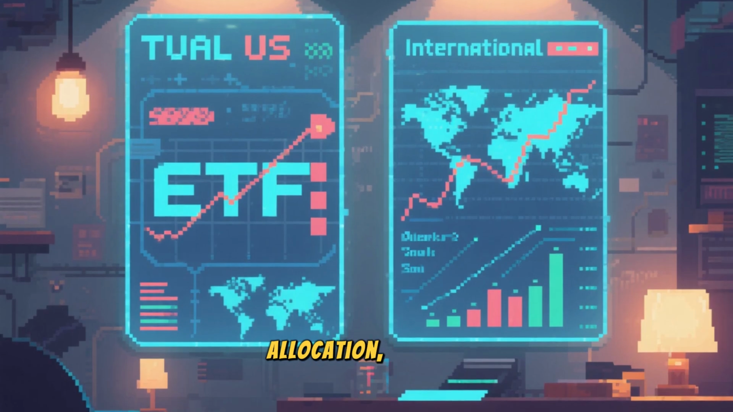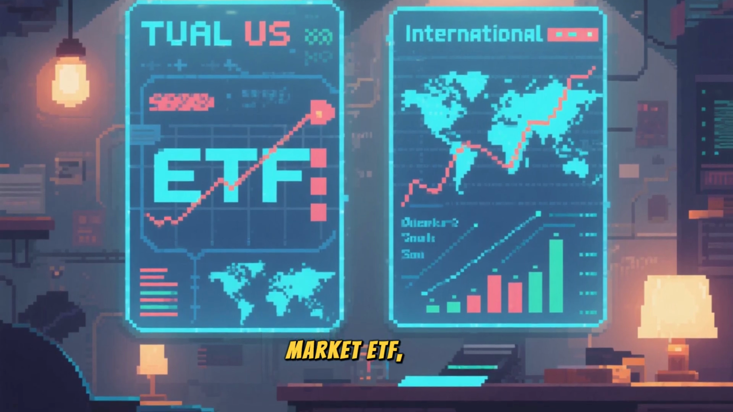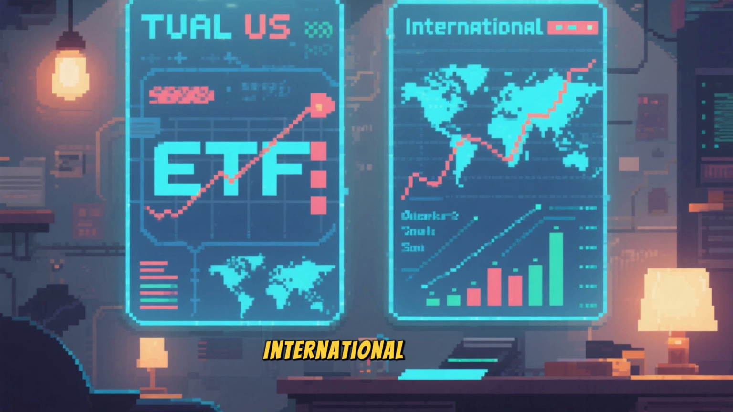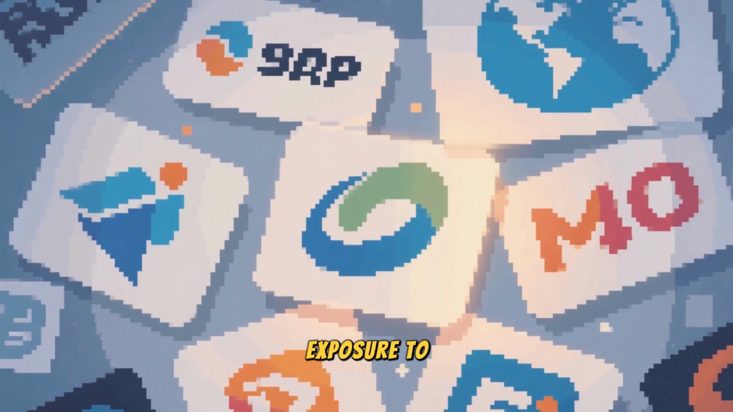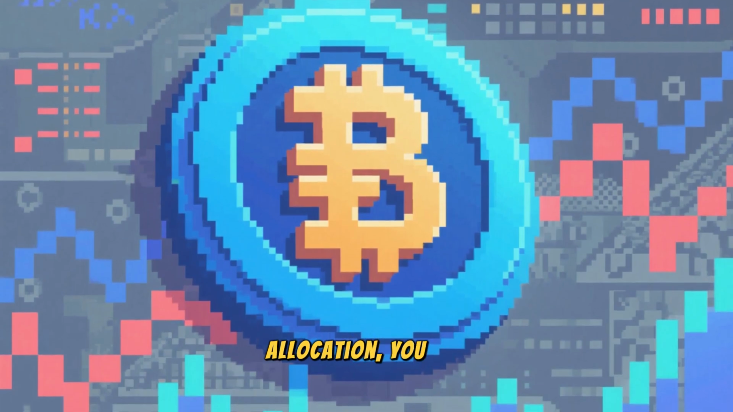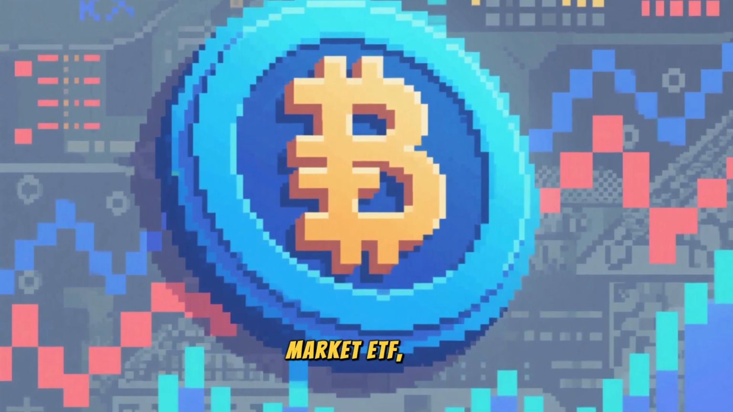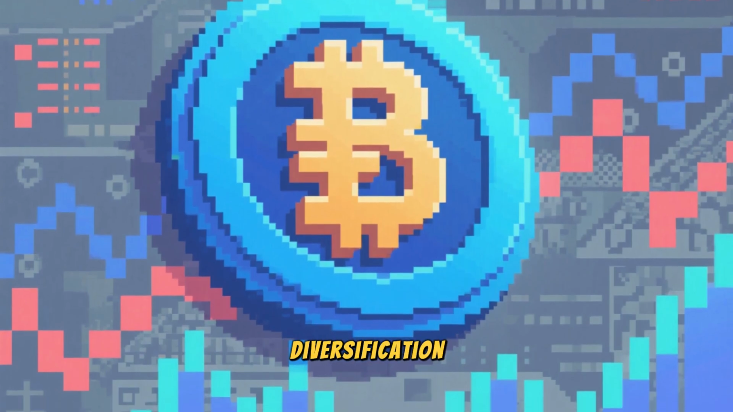For your stock allocation, a great approach is to use a total US stock market ETF, like VTI, and a total international stock ETF, like VXUS. This gives you exposure to thousands of companies all around the world. For your bond allocation, you can use a total US bond market ETF, like BND. These simple tools give you instant, massive diversification.